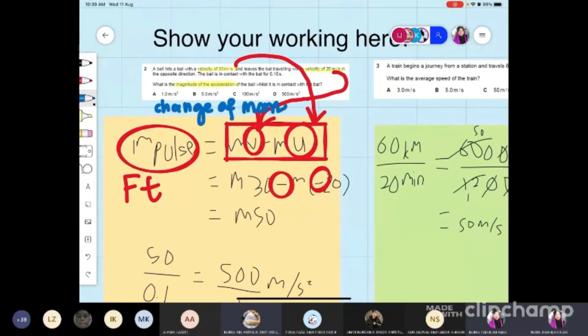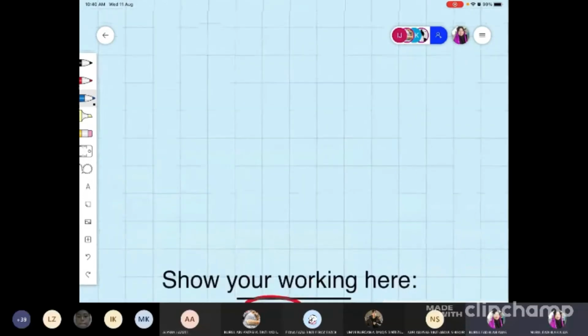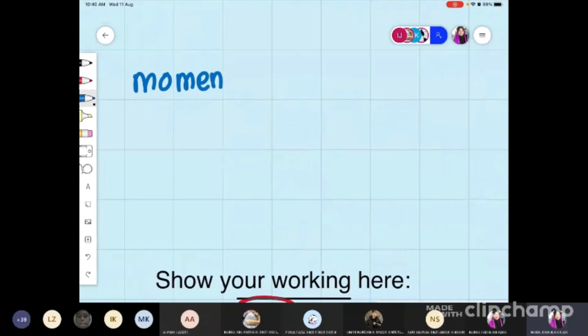change of momentum. So now let's recall the topic of force. In the topic of force, you need to know about impulse. So what is impulse? Impulse is change of momentum. And then when you want to solve problems, you use this formula because this is the change of momentum. Can anybody tell me what momentum is? The symbol is P. So what is the definition of momentum?